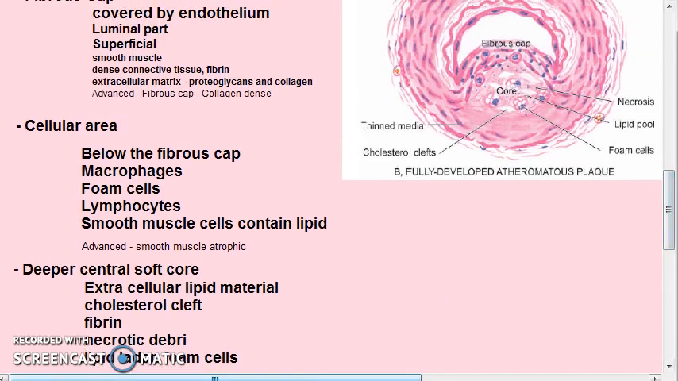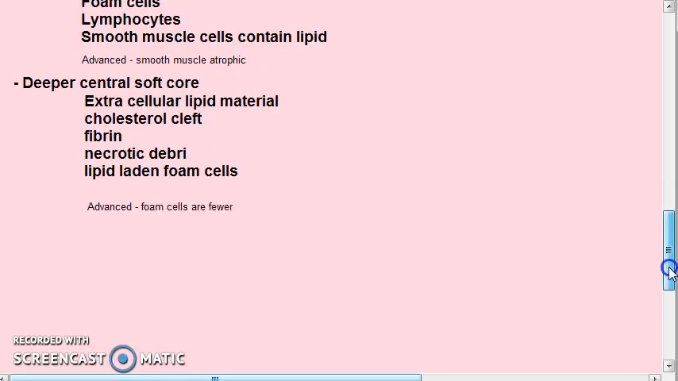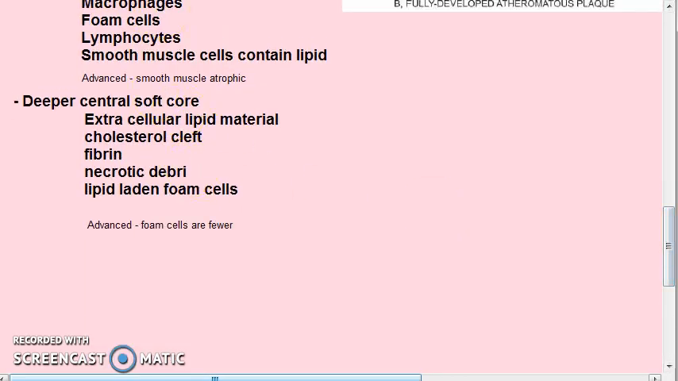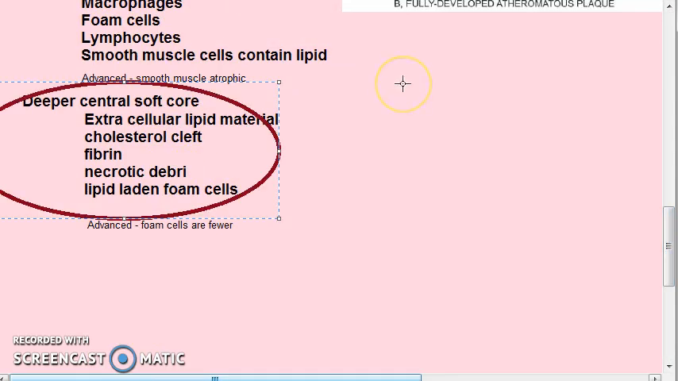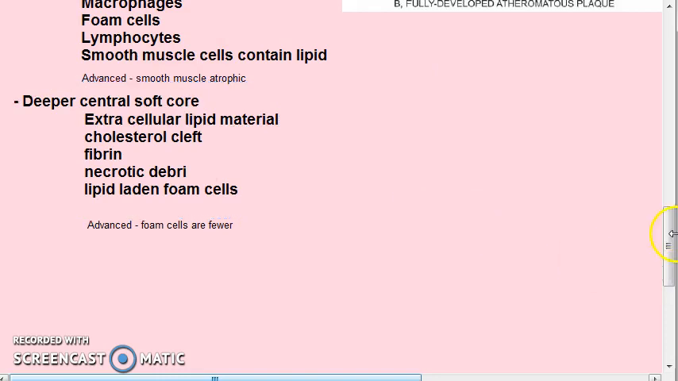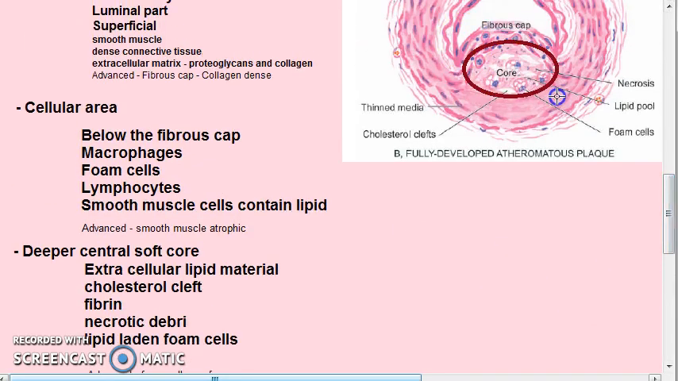I think fibrin should not be here, but in the core they have put fibrin. Cholesterol cleft, extracellular lipid material, fibrin, necrotic debris, all that you should be able to see here. What can you see here? Necrotic debris, foam cells, fibrin, cholesterol clefts. Can you see the cholesterol cleft here, this white space?